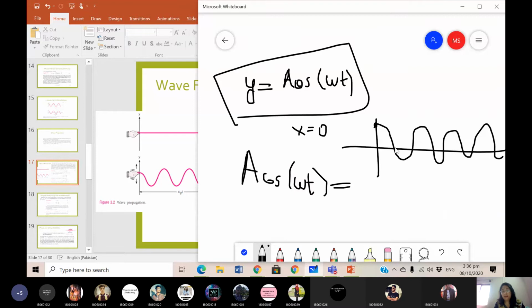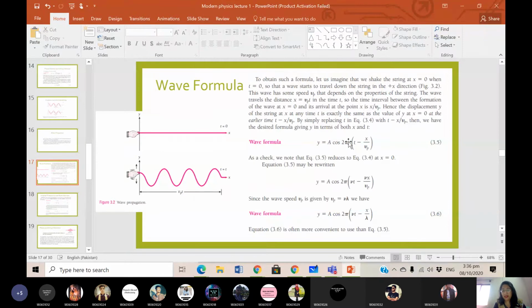Now, for example, we have this point over here. What will be our angle that we have moved here? This is pi. This is pi over 2, right? Yes, pi over 2. So if we put pi over 2 in this equation, what will we get? 2 pi times frequency, 2 pi times frequency into t minus what?